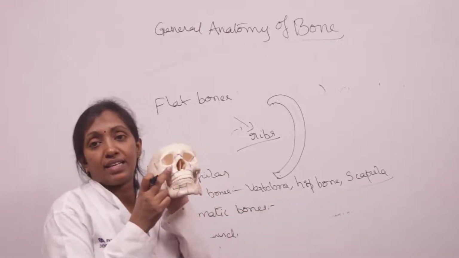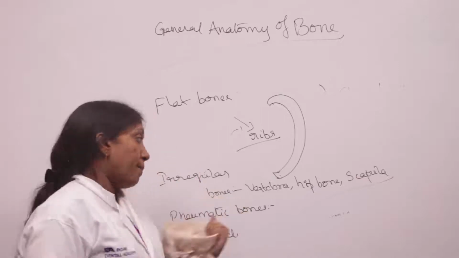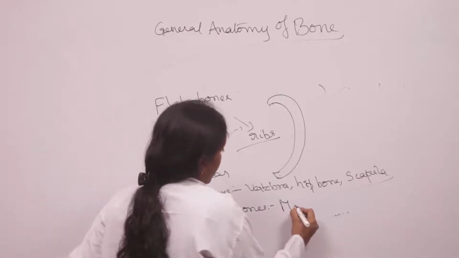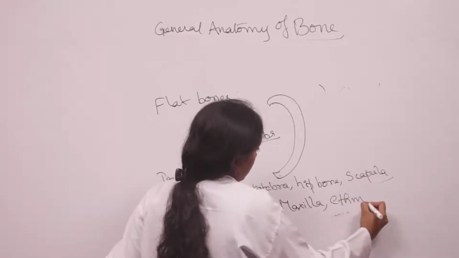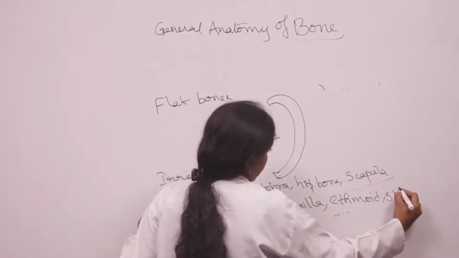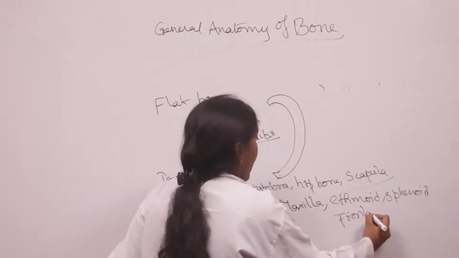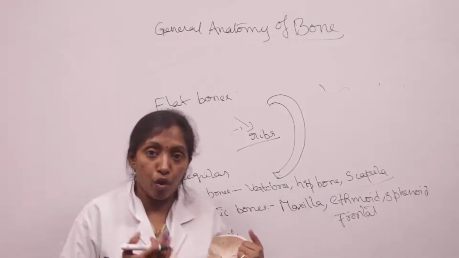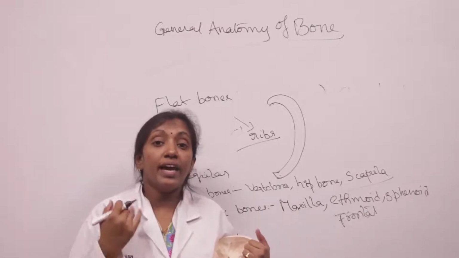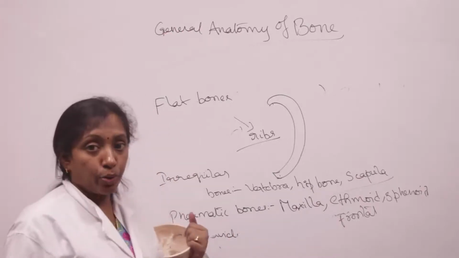So this is the maxilla bone. In the maxilla bone we have maxillary air sinuses present. So examples of the pneumatic bones are maxilla, ethmoid, sphenoid, and also frontal. They contain air filled spaces in between them. They add resonance to the voice and they condition the inspired air. They are nothing but the pneumatic bones.